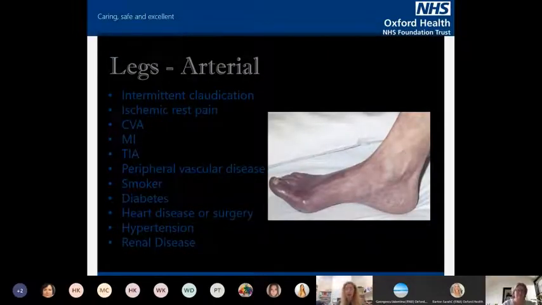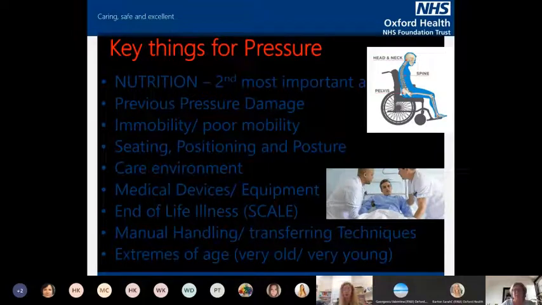And arterial wise, again, I'm afraid I couldn't find an arterial leg. I had to find an arterial foot instead. But key things, again, that would tie in with your lower limb and your Doppler, that you'd be looking for in their history, would be intermittent claudication, ischemic rest pain. They may have had a CVA, an MI, a TIA, history of peripheral vascular disease, maybe they are a long-term smoker, they have diabetes, heart disease or previous heart surgery, hypertension or renal disease. And I'm going to hand back over to Penny to talk about pressure specifically.